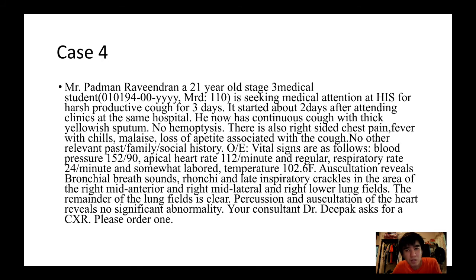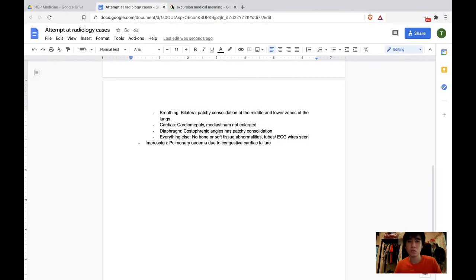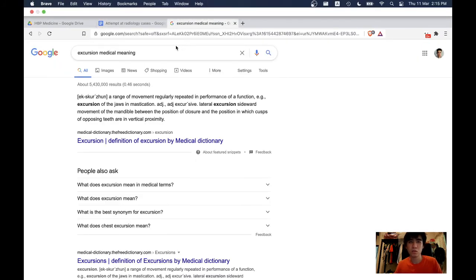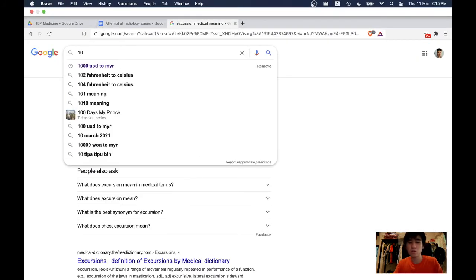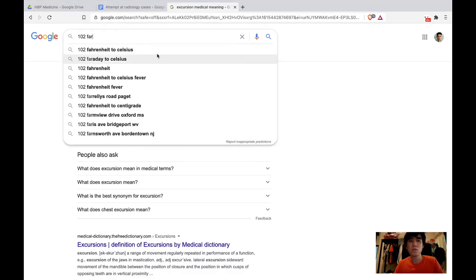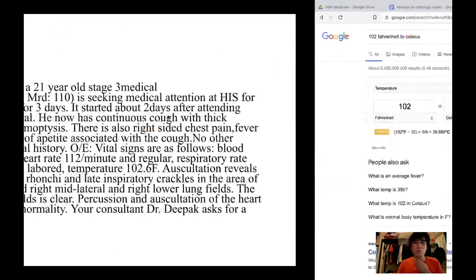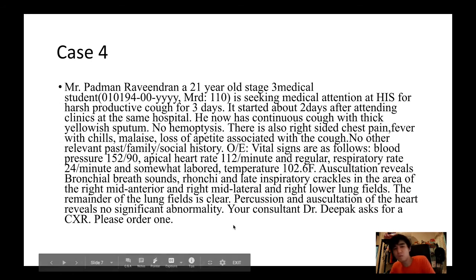On examination, vital signs are as follows: blood pressure 152, apical heart rate of 112, and regular respiratory rate of 24, and somewhat labored. Temperature 102. I'm guessing this is fever, right? 38, yeah. Fever.